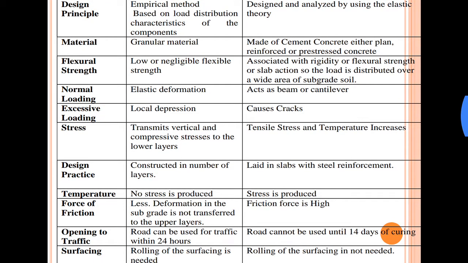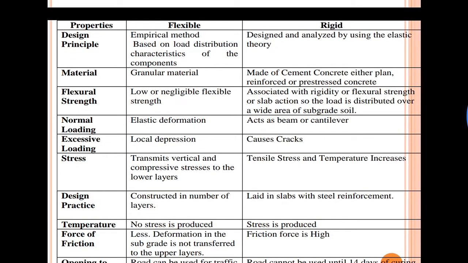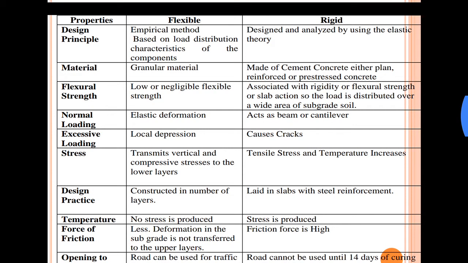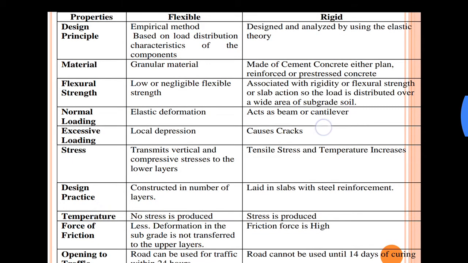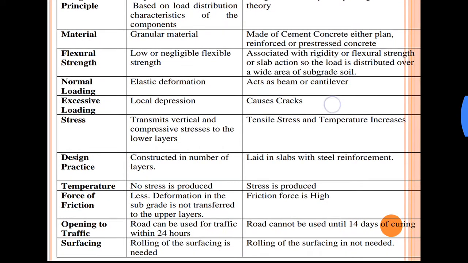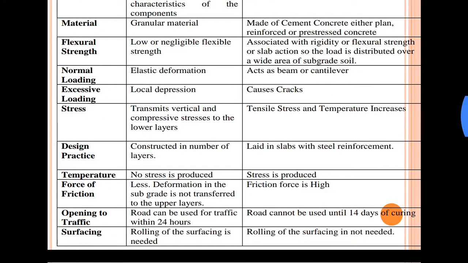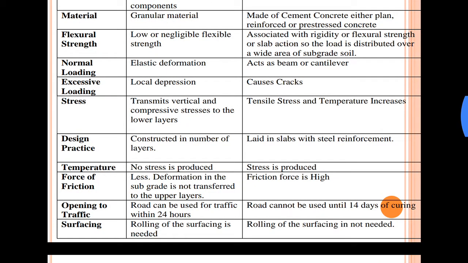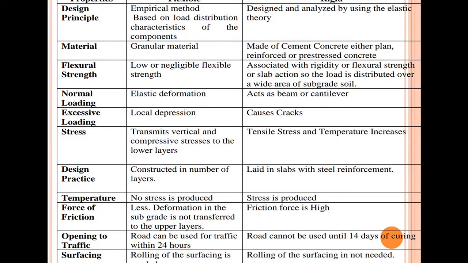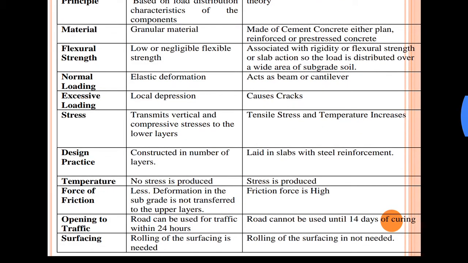Under excessive loading conditions, there can be local depression in flexible pavements, and in the case of rigid pavements, cracks would be produced. Since this pavement cannot bend or deflect, if it is forced to do so, then cracks will be formed. Under stress conditions, flexible pavement transmits vertical and compressive stresses to the lower layers. In the case of rigid pavements, tensile stress and temperature stresses are observed in the concrete slab.